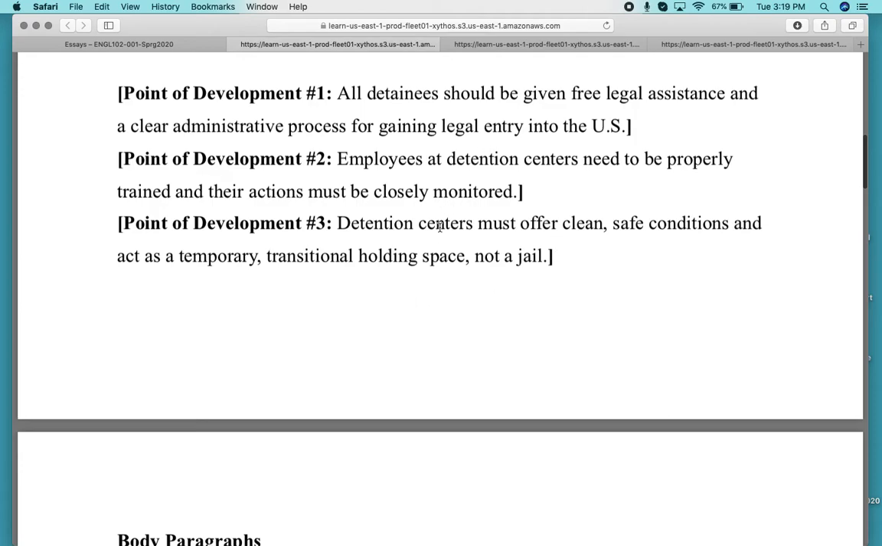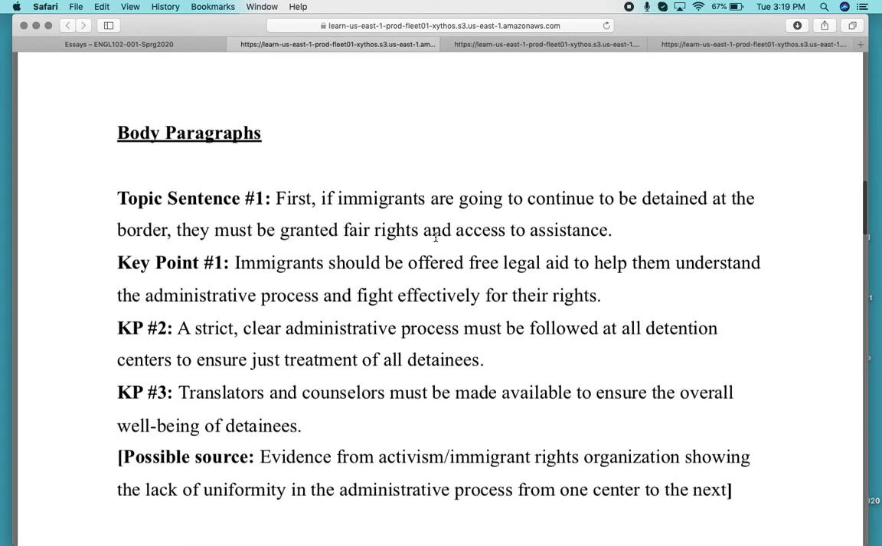Okay, here I have my points of development just so that I know them. Remember that each body paragraph should start with a topic sentence that introduces that aspect of the solution, right? And then each body paragraph should explain only that aspect of the solution, right? So, for example, in this sample outline, my first body paragraph is going to be the aspect of the solution that revolves around fair rights and access to assistance, and so everything that I talk about is going to relate to that.